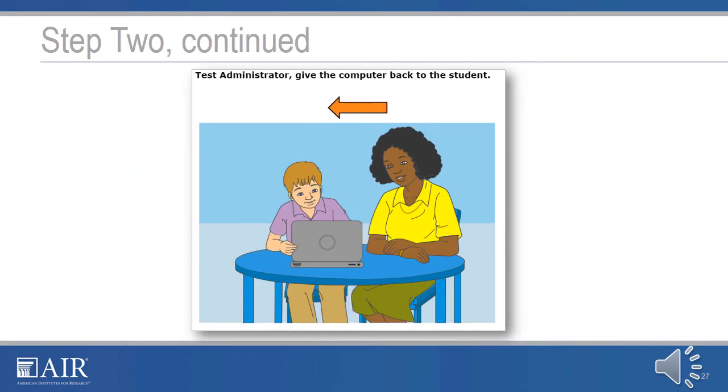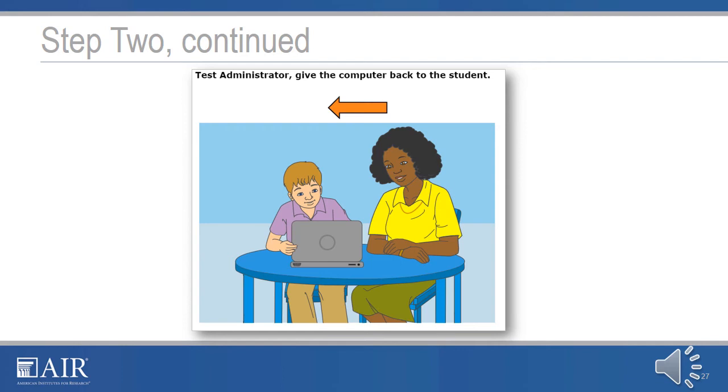Once the scores are entered and the TA clicks Next, there will be a screen instructing the TA to give the computer back to the student. Once this occurs, the responses and the scores for the 4 speaking items cannot be changed. Once the TA has given the computer back, the student will be presented with a question.